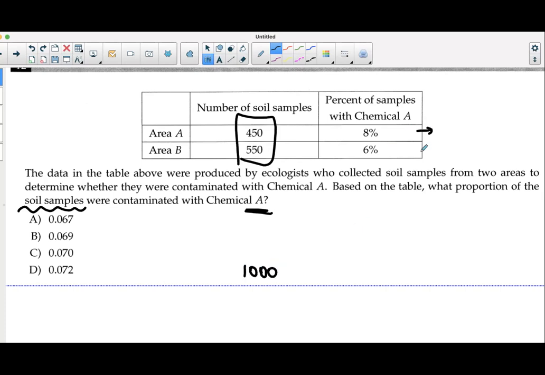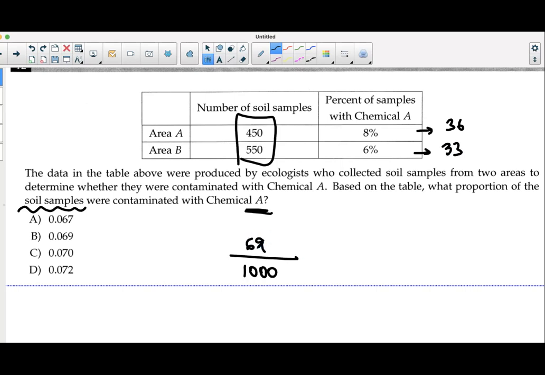Then how many samples were actually contaminated? I'm not going to just add an 8 and 6. What does it mean by 8% out of 450? I'm going to calculate that. Then I'm going to say 0.08 times 450. It gets me 36. So I actually had 36 samples from area A that were contaminated. And the second one, 0.06 times 550, which is 33. So in fact, when I combine them together, I actually get 69.